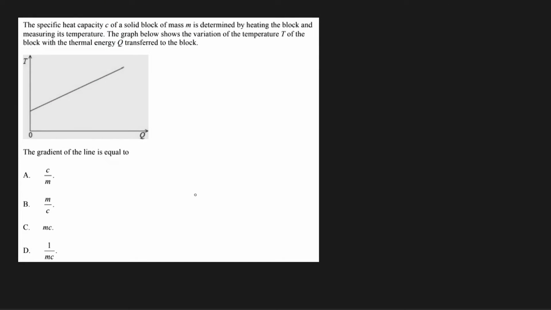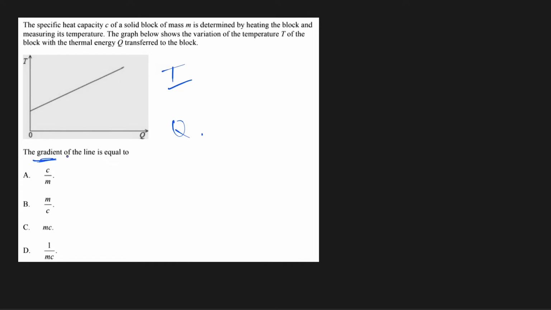Here we have a question regarding the specific heat capacity. The specific heat capacity, c, of a solid block of mass m is determined by heating the block and measuring its temperature. The graph below shows the variation of the temperature T of the block with thermal energy Q transferred to the block. Okay, so we understand that T is on the y-axis, Q is on the x-axis.